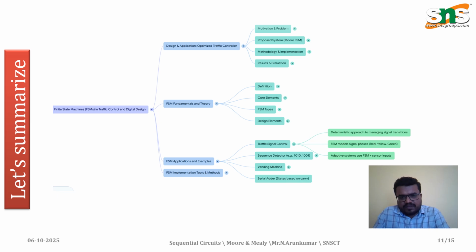The mind map is a tool used to understand the present state of the Moore and Mealy systems in a clear manner. If you click any option like definition, system or control, we will learn about the corresponding factors with the help of this mind map.